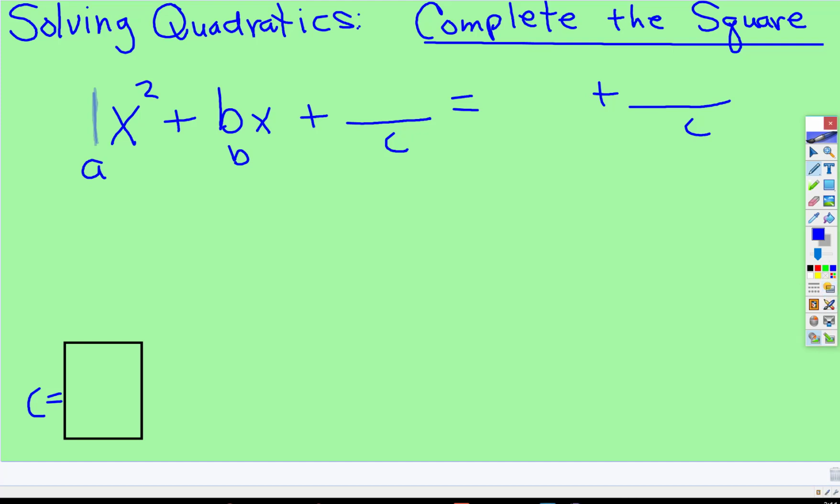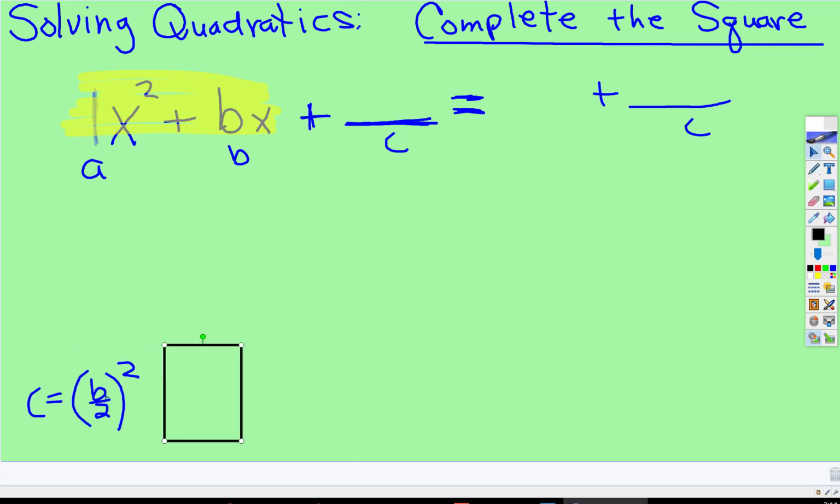Also, what you need to know is that you're going to isolate for the first two items. These are the only two things that you'll have on one side of the equation, and then you're going to add this c value, and when you add it, you need to add it to both sides. And what goes in that c value is you take half of b and you square it.